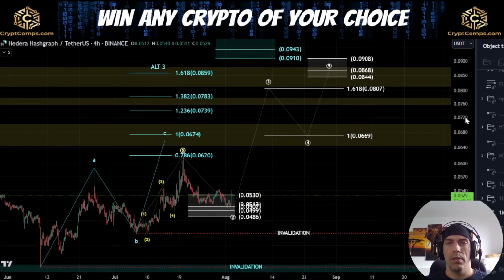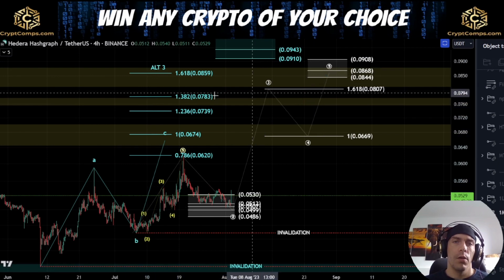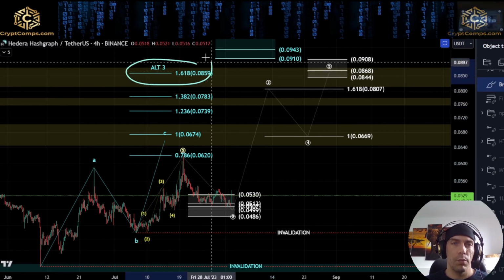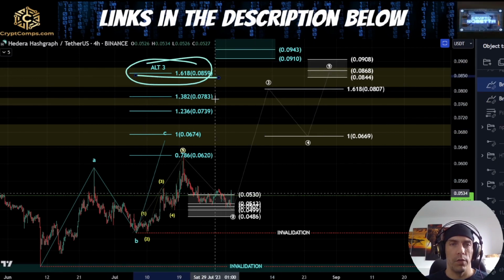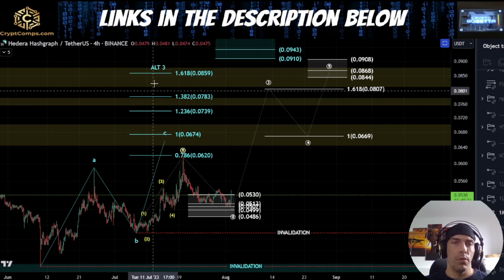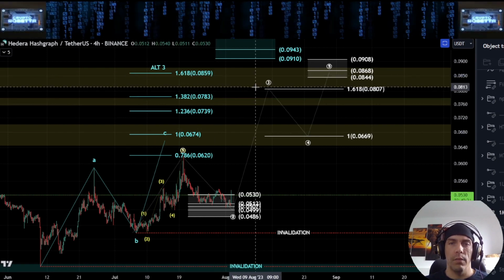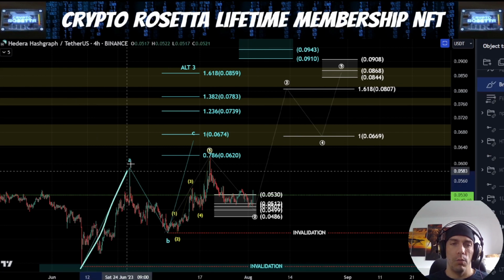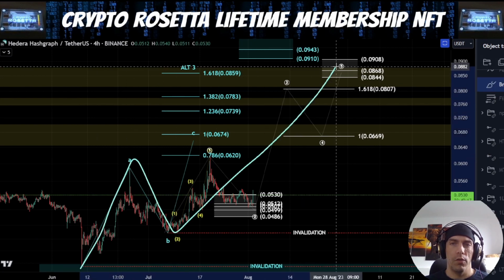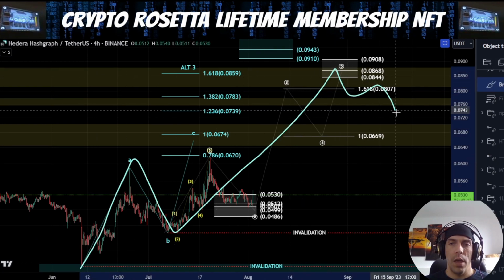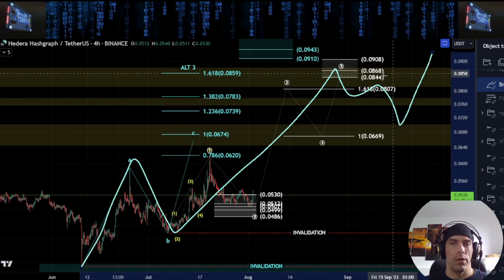Now if we did see this move play out in the white count here, we can see that this would actually move us up towards this 1618 of this as a wave 3. Now if we do see price move up towards this 1618 level, this would then imply that we do have this as a potential 1, 2, 3, and then we'd be waiting for evidence of that additional fourth wave and an additional fifth wave.